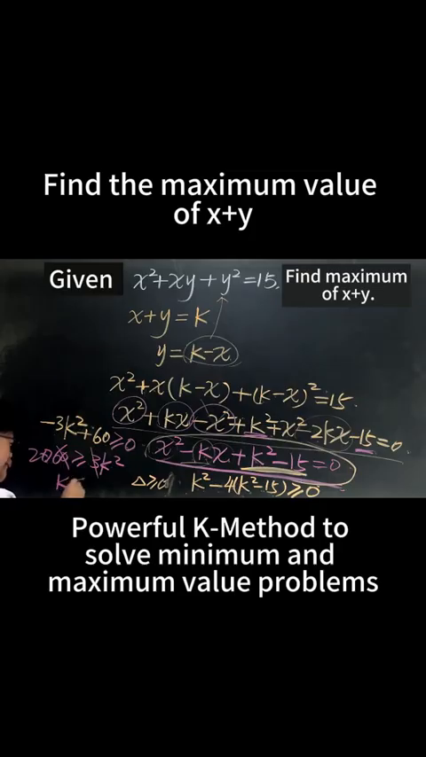So what does that make k? If k squared is less than or equal to 20, then k is less than or equal to the square root of 20, right? What's the square root of 20? Isn't the square root of 20 equal to 2 times the square root of 5? And it also has to be greater than or equal to negative 2 times the square root of 5, right? K squared is less than or equal to 20.